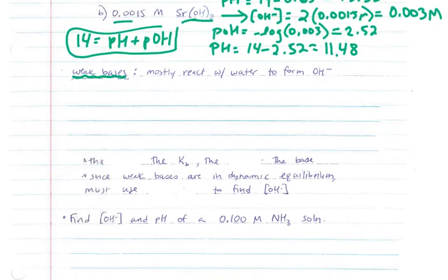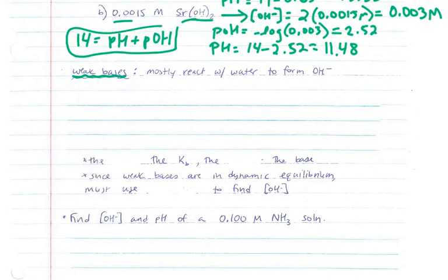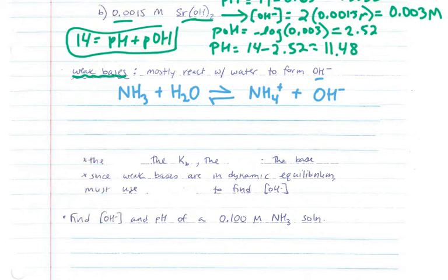Now for weak bases. Weak bases will mostly react with water to form hydroxide. The hydroxide comes from the water, not from the base itself. So a classic example is ammonia. Ammonia reacts with water to form ammonium ion and hydroxide. So the hydroxide was actually formed from the water. This is liquid water, and everything else would be aqueous.